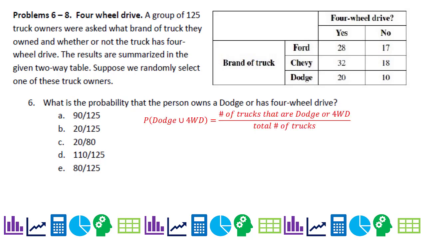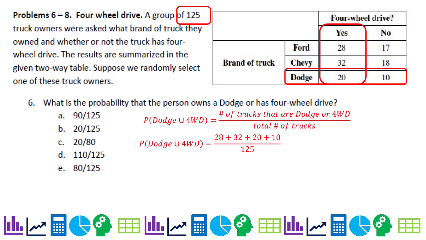So if I look at it very basically, Dodge or four-wheel drive, that means I got to count the trucks that are either Dodges or four-wheel drives, and then divide that by the total number of trucks. So here are the trucks that are Dodges. Here are the trucks that are four-wheel drive. Now, if you're looking at them individually, it's fine. So I'm going to do that 28, 32, 20, and 10 over 125, right?